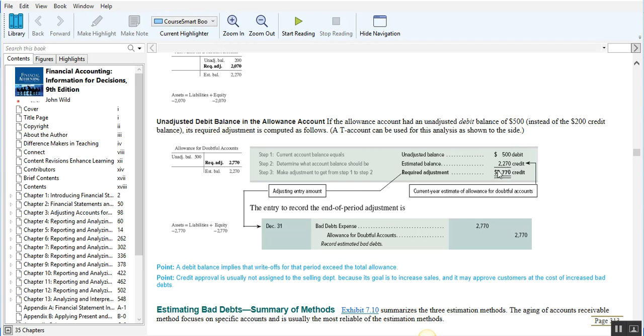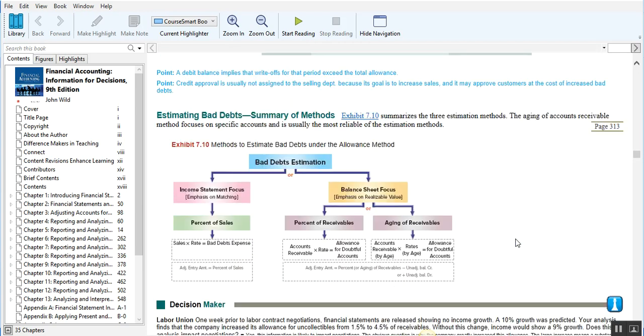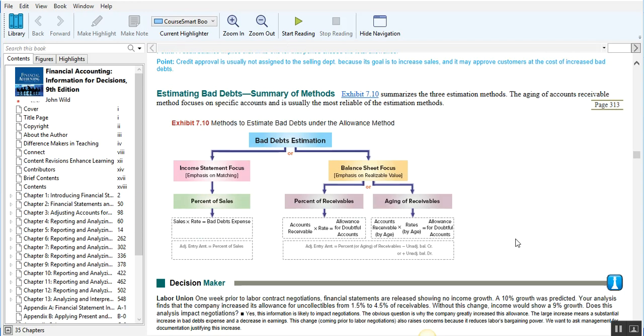So now instead of the 2070 that we were writing off previously, with a debit balance of 500, we're going to have 2770 because we've added the 500 to the 2270. We're going to debit bad debt expense and credit the allowance for 2770, and that will bring us back to the correct balance in the allowance account.